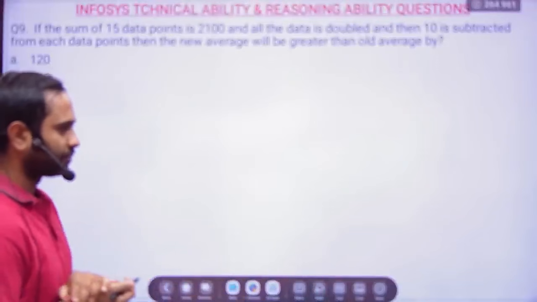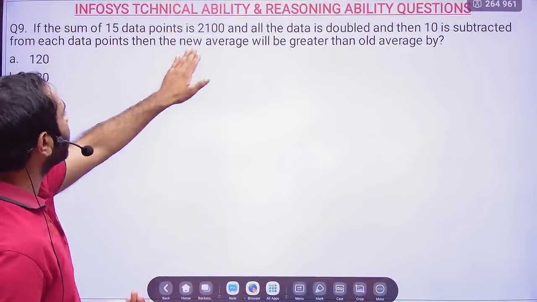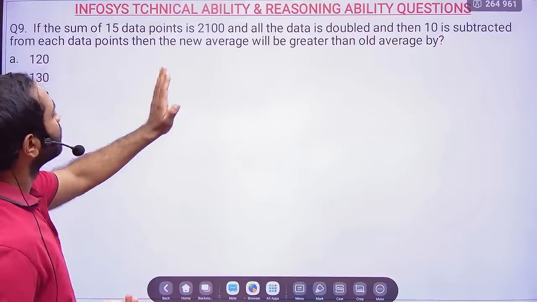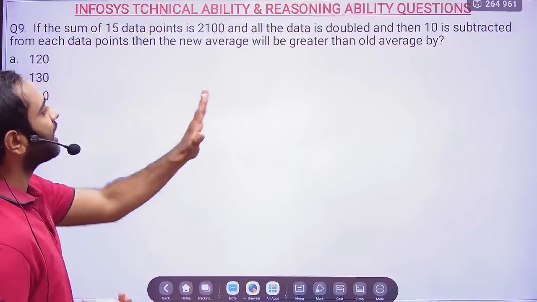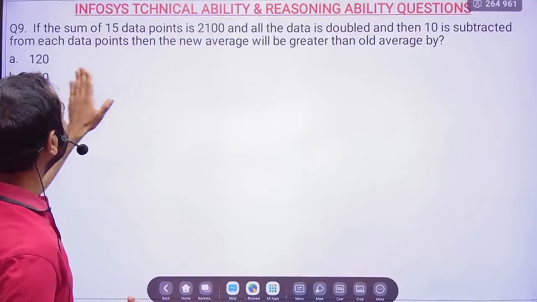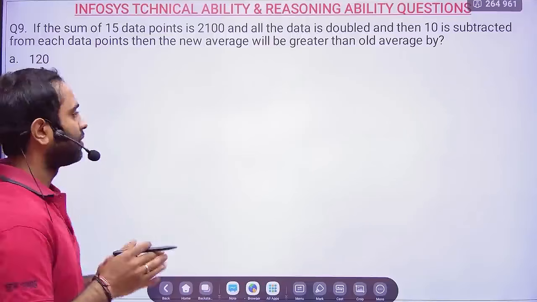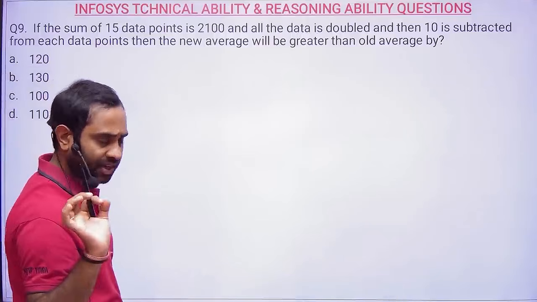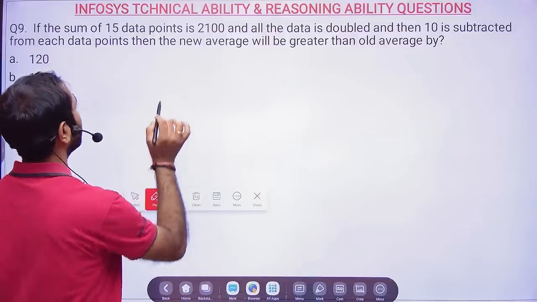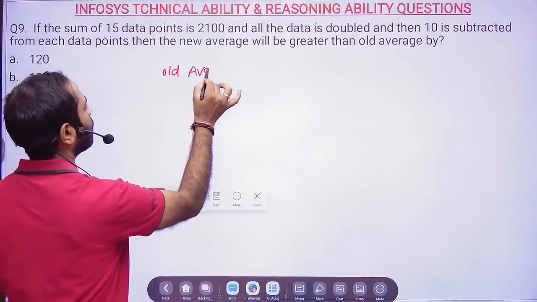Okay. Here, the sum of 15 data points is 2100 and all the data is doubled and then 10 is subtracted from each data point. Then the new average will be greater than the old average. First, let us calculate the old average. You see the concept which I explained you, simple, based on that one. So first we'll calculate the old average. So old average will be what?